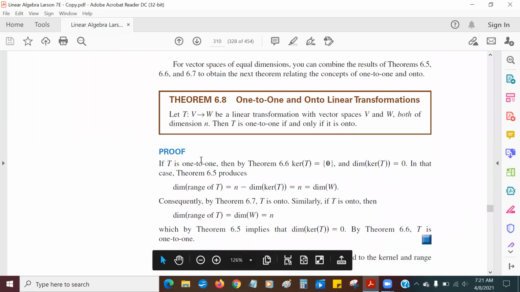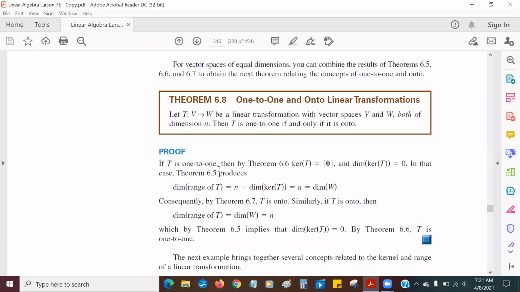So let's prove it. T is one-to-one, right? If T is one-to-one, then the kernel of T is equal to the zero vector. Now the dimension of the kernel of T is 0. That being the case, we learned back in theorem 6.5 that the dimension of the range is equal to n minus the dimension of the kernel. That's what we had learned.